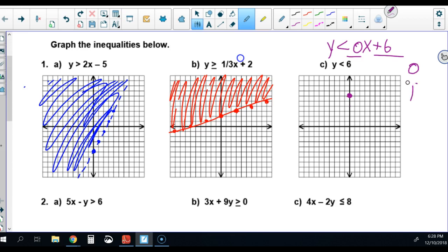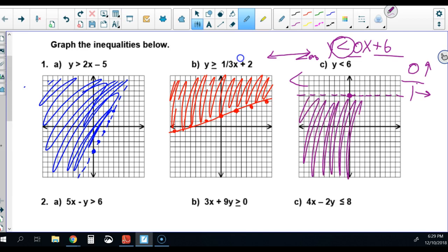If you don't remember what a 0 slope looks like, think of it like this. Rise up 0, run over to the right 1, and it's going to give you a line that goes perfectly horizontal. 0 slope is a horizontal line. Less than here tells me how my line looks and where I shade. No equal to, so not a solid line, just dotted. And less than tells me to shade everywhere below the line.